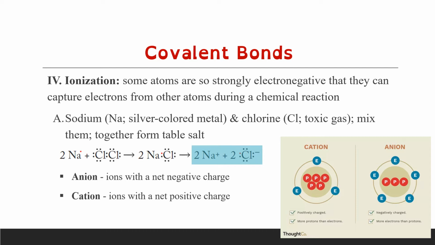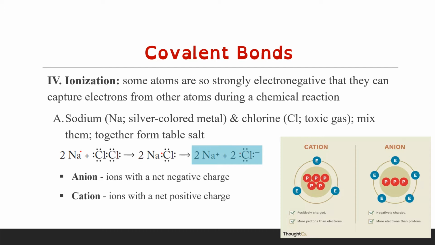A single electron in the outer shell of each sodium atom migrates to the electron-deficient chlorine atom. As a result, these two atoms are transformed into charged ions. Because the chloride ion has an extra electron relative to the number of protons in its nucleus, it has a negative charge and is termed an anion. The sodium atom, which has lost an electron, has an extra positive charge and is termed a cation. From there, you will be able to form your table salt.